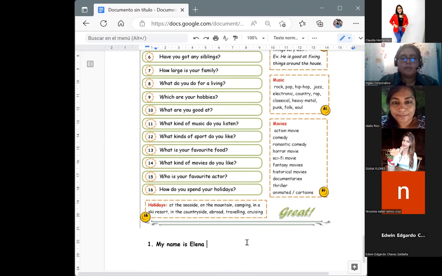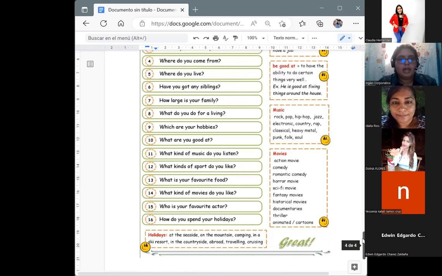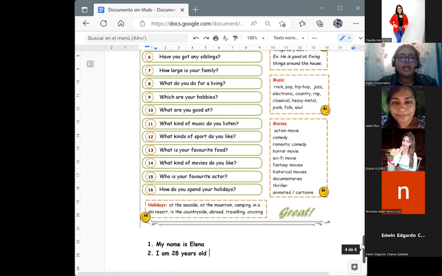La edad, ¿verdad? I am, lo que yo les decía, no vamos a utilizar have en este caso, sino que vamos a ponerle el I am. I am 28 years old. I am 28. Number three, when is your birthday? My birthday is on June 14, in this case.